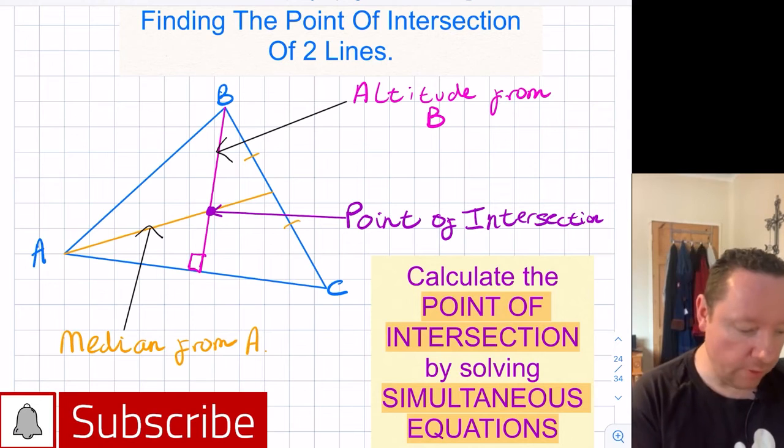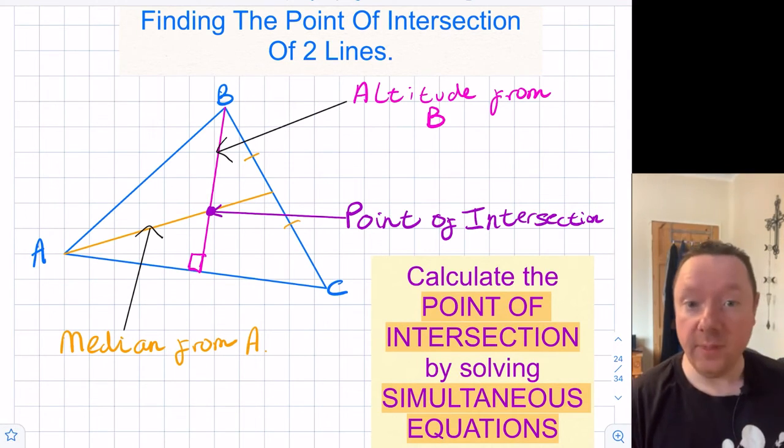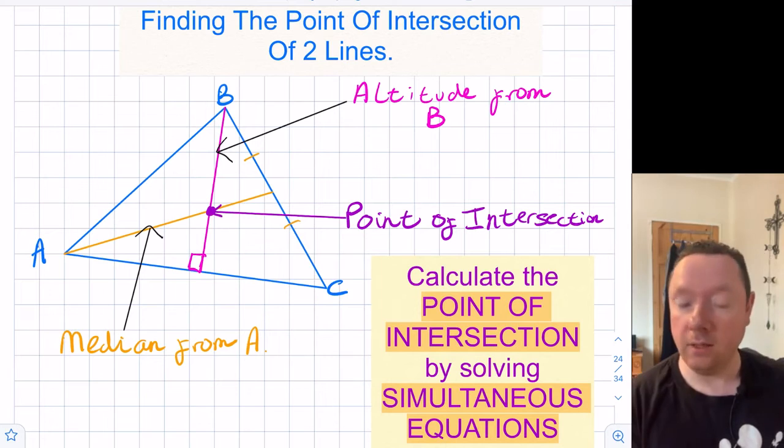Well, let's have a look at this on a diagram here. So we've got a triangle drawn. So a reminder what a median is. A median from A would be the line that goes from A and cuts the opposite line in half, not necessarily at right angles.